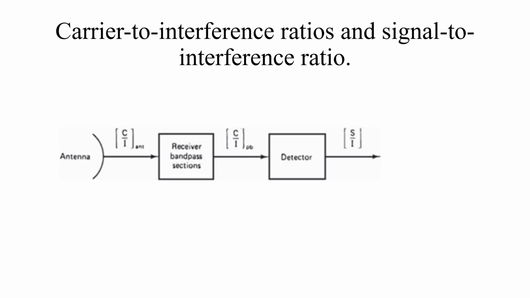So C/I antenna represents the carrier to interference ratio at the antenna level, and C/I PB indicates the carrier to interference ratio at the passband level. Next, the signal is given to the detector, where demodulation and decoding operations take place and the signal is equalized, and finally the output is obtained. The output will be the signal to interference ratio. Thus the original signal can be recovered. So the effects of interference are analyzed at these various stages.